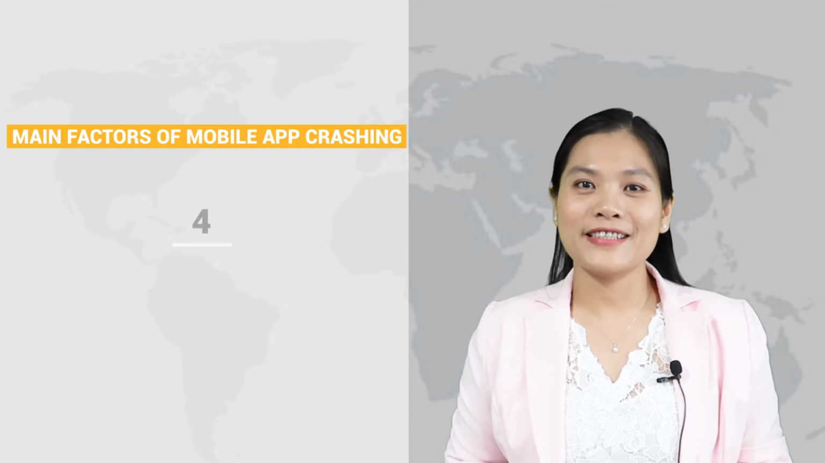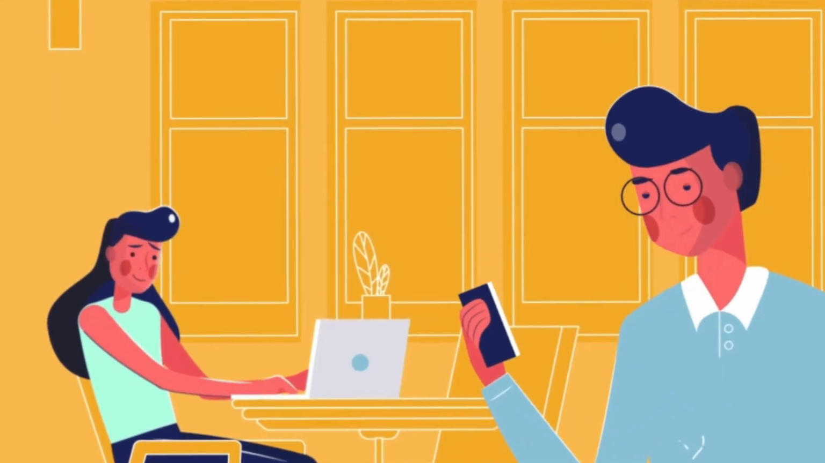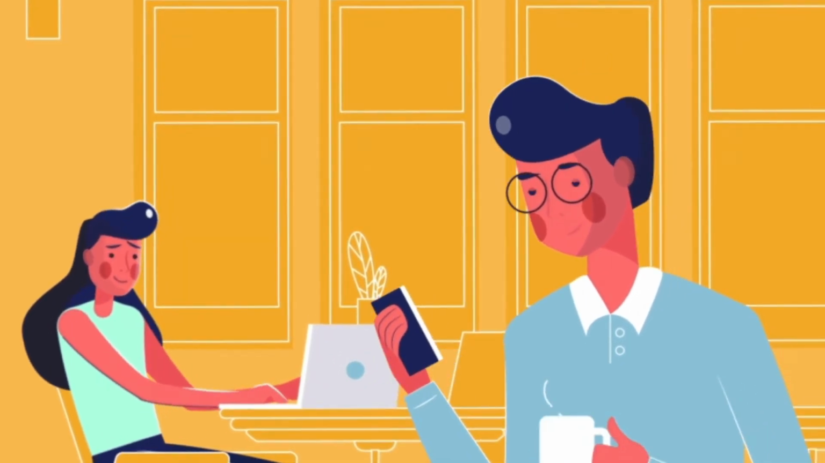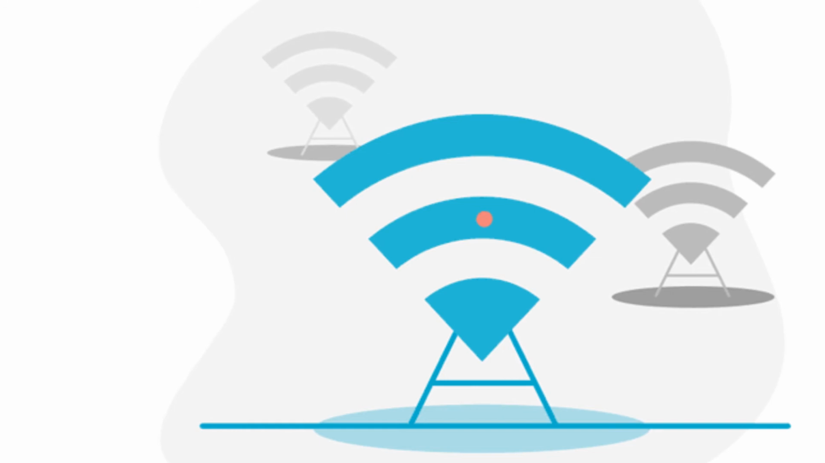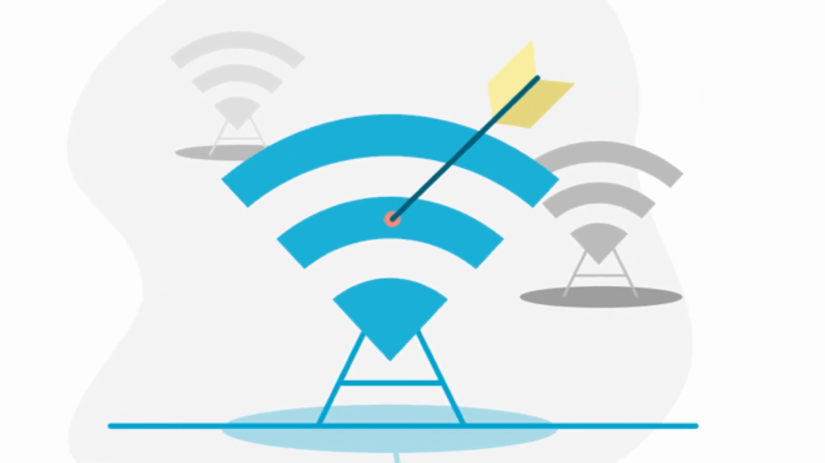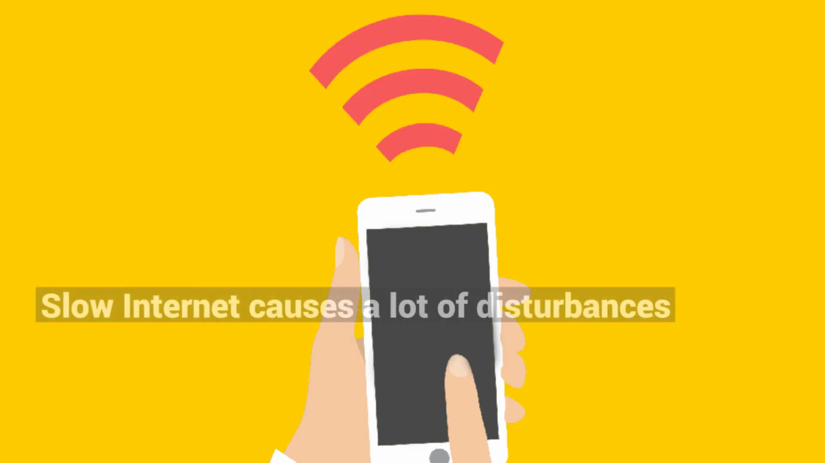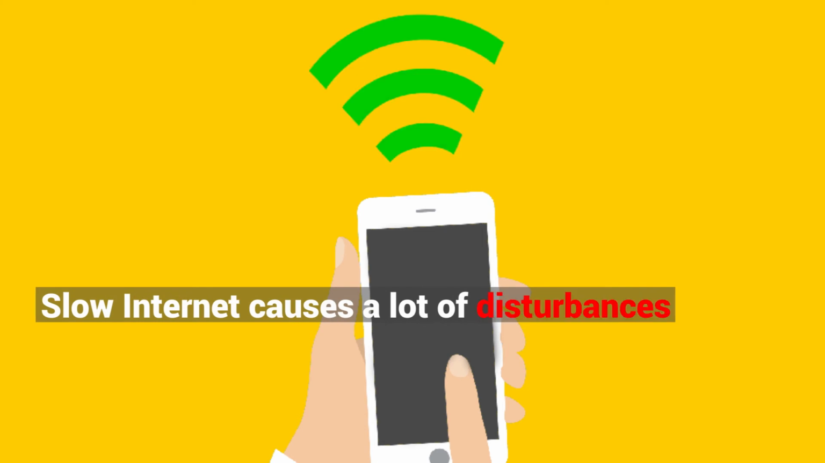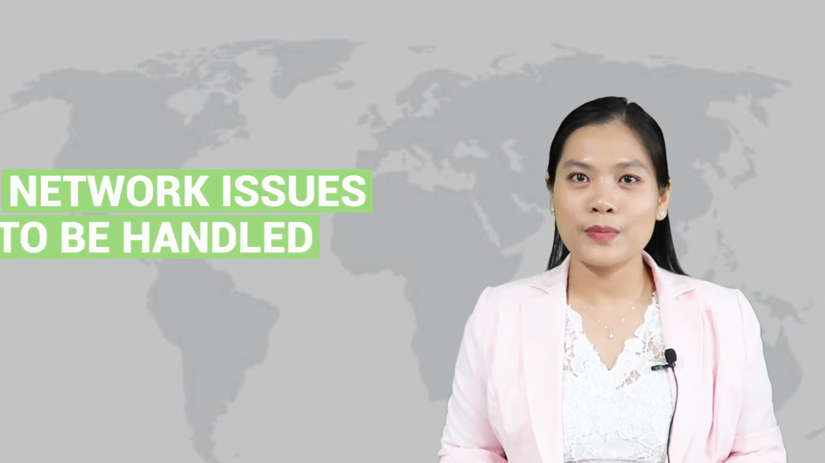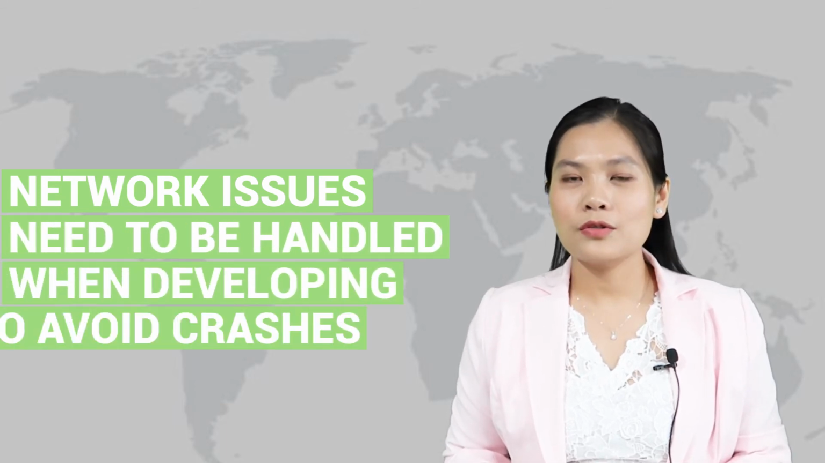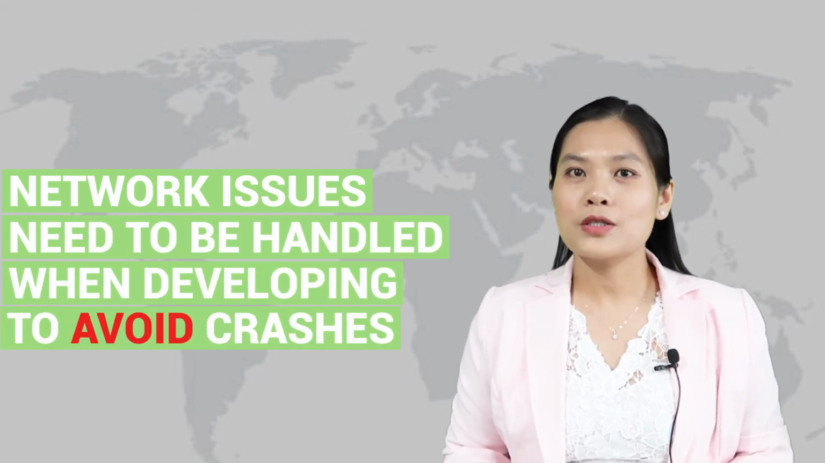And the fourth factor is network issues. In real situations, the user cannot always have stable connectivity, such as constant changes in connection speed as well as frequent drops in the connection when using the app. So if the app is dependent on a large portion of network resources, then a network drop or slow internet might cause a lot of disturbance in the app. These network issues need to be handled during development to avoid crashes or stalls.